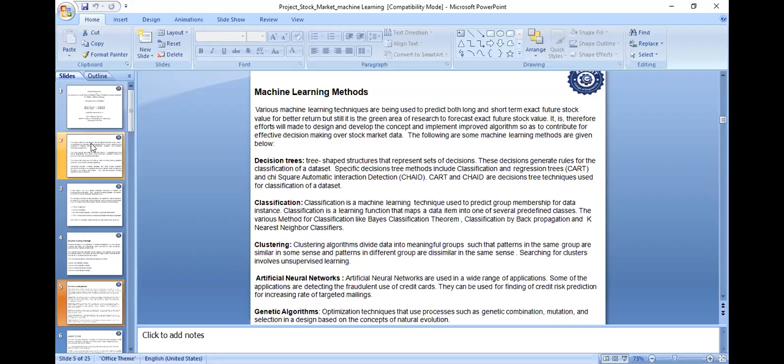Classification is another machine learning technique, in which we predict the group membership of data. The data are divided into particular predefined classes. And the clustering algorithm divides data into meaningful groups, such that patterns in the same group are similar to each other and dissimilar to those in other groups. Artificial neural networks are used in wide applications, some of which are detecting fraudulent credit cards. Genetic algorithms are an optimization technique for other processes.